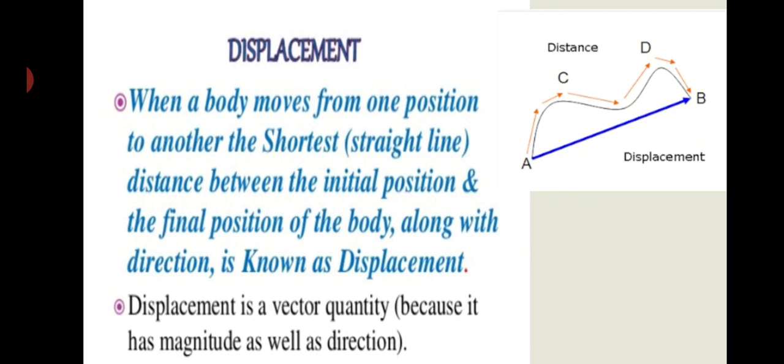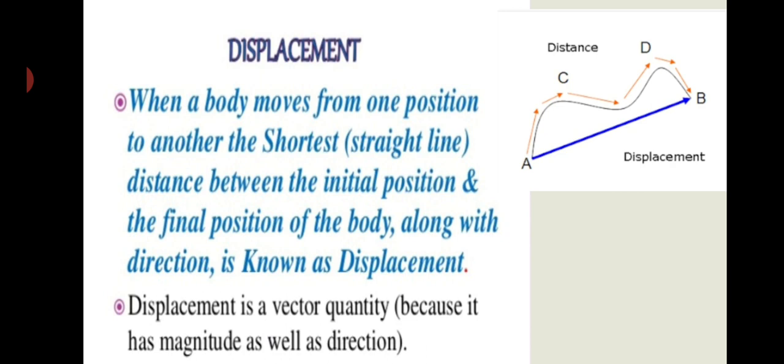Displacement. When a body moves from one position to another, the shortest straight line distance between the initial position and the final position of the body along the direction is known as displacement. If we observe the definition of displacement, there are two main terms: the shortest distance between initial and final position. Displacement is a vector quantity because it has magnitude as well as direction.